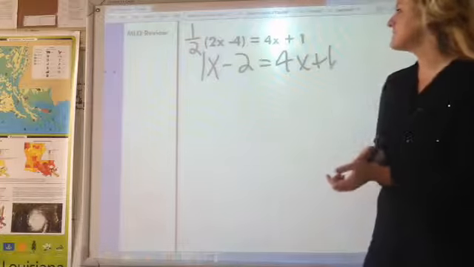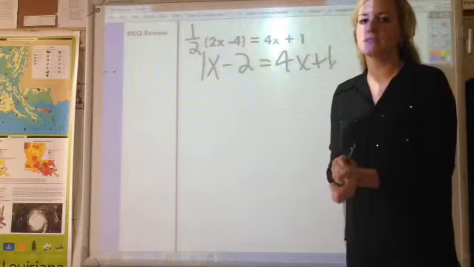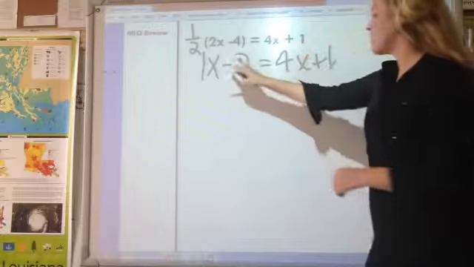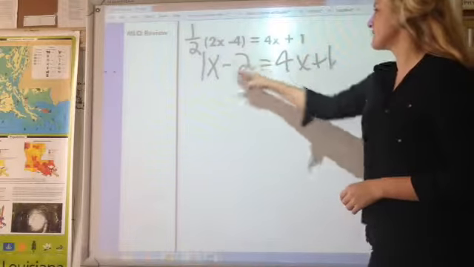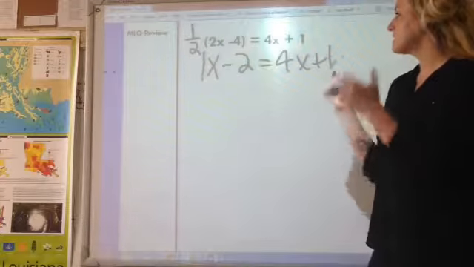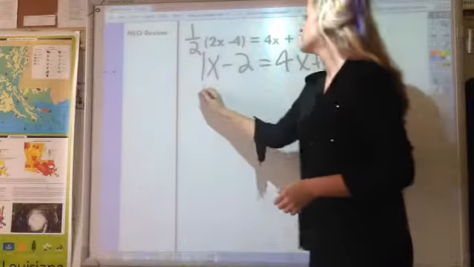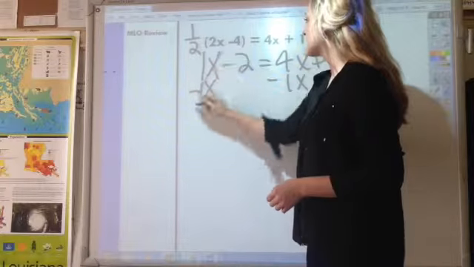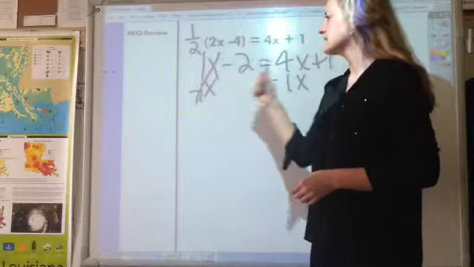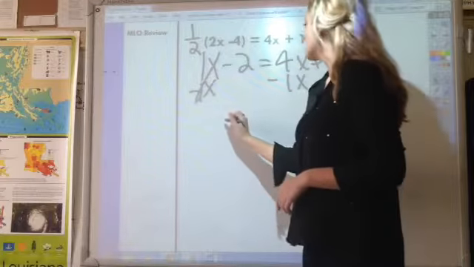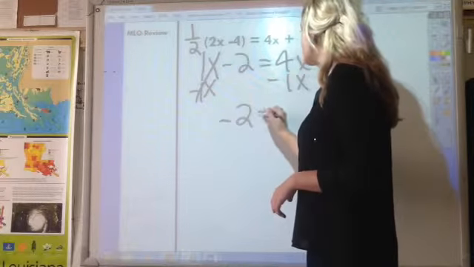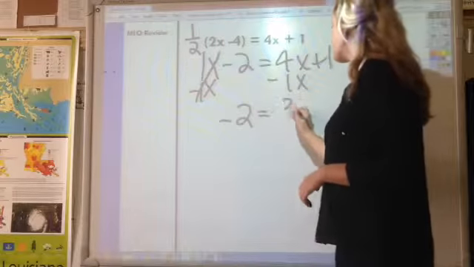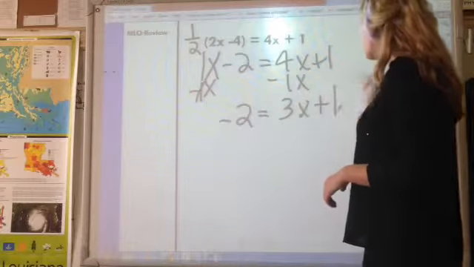My next step is to see, do I have any like terms that I can combine on the same side of the equal sign? Here I don't, but I do have like terms across the equal sign. So in order to get x by itself, I'm going to go ahead and subtract 1x from both sides. My x's will cancel out because x minus x just leaves me with 0. So I'm left with -2 on this side of the equal sign equals 4x minus 1x is just going to leave me with 3x plus 1.